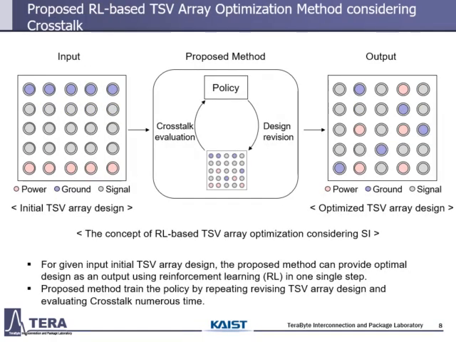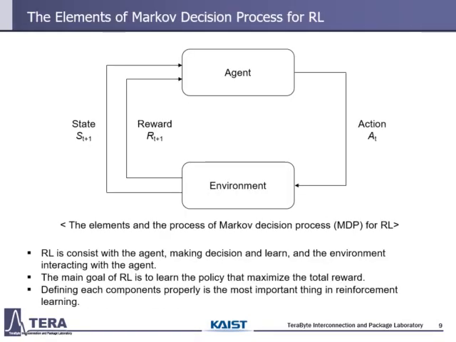I propose a TSV array optimizing method using RL. For a given input initial TSV array design, the proposed method can provide an optimal design using an RL agent considering crosstalk. The proposed method trains the policy by repeating revising the TSV array design and evaluating crosstalk numerous times. To solve a problem using RL, the problem must be defined in the form of a Markov decision process. I think most of you probably know the basics of RL, so I will skip the details.